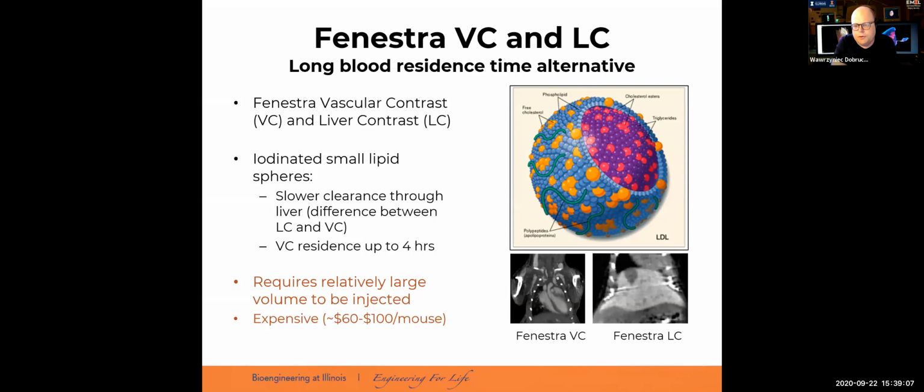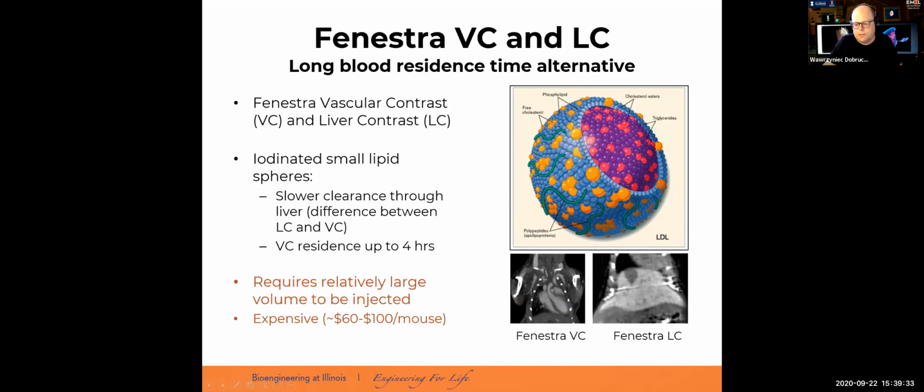On the right side, on the top of the slide, you can see a kind of nanoparticle or lipid microsphere, which contains a lot of iodine, which provides the contrast. Because it's encapsulated in this lipid sphere, it's not cleared so quickly from the blood. That's why it stays for a couple of hours. And the images are shown at the bottom.